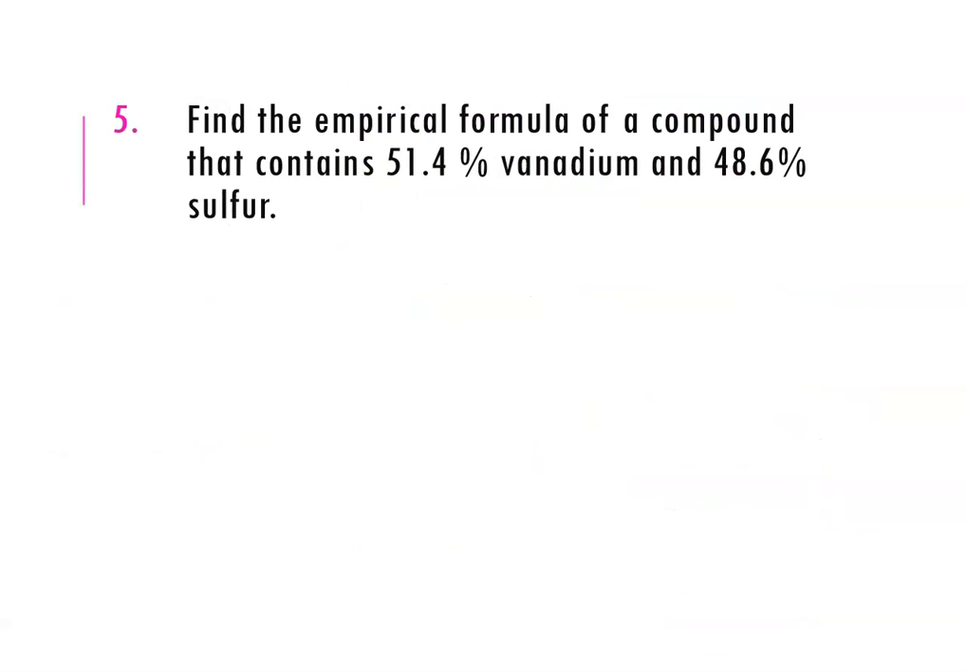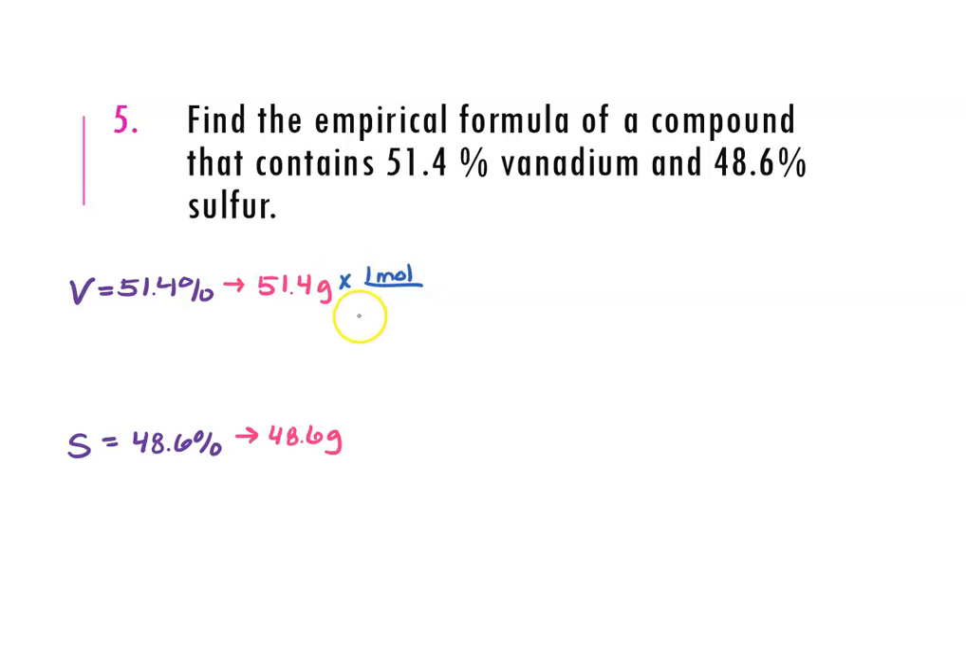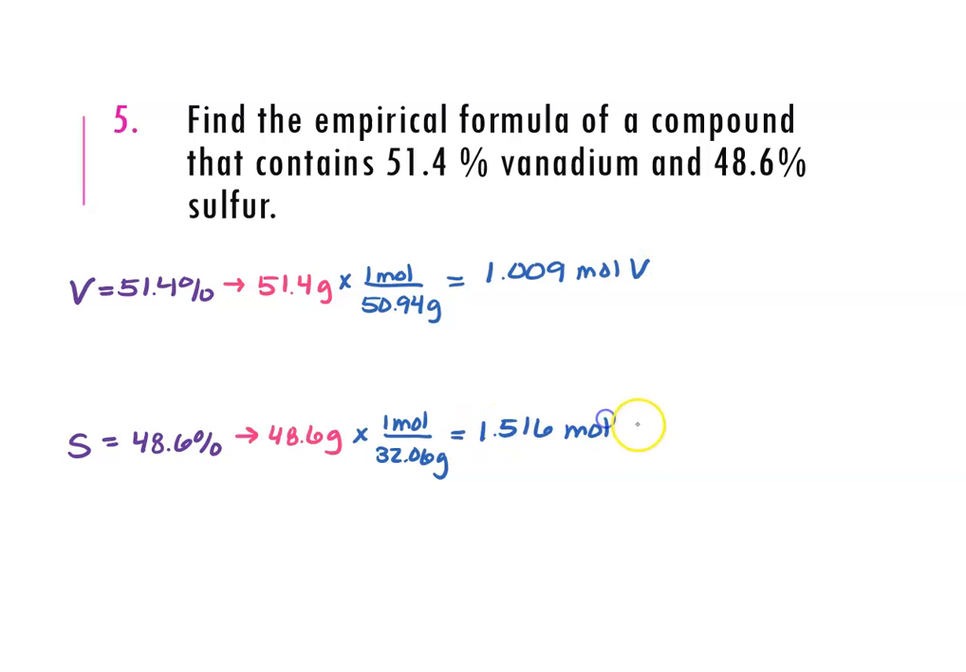Here we're finding the formula of a compound that has vanadium and sulfur. Vanadium is V, sulfur is S. I have 51.4% vanadium and 48.6% sulfur. Do percent to mass. Now I do mass to moles. Molar mass of vanadium is 50.94 grams. Molar mass of sulfur, 32.06 grams. When we do this, I get 1.009 moles of V and 1.516 moles of S.